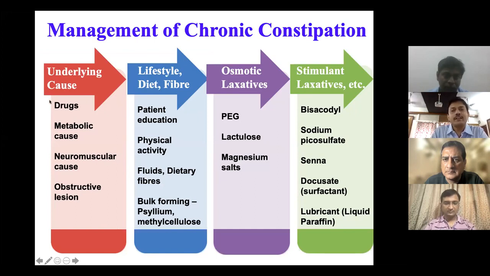So this therapy, as I said: whatever underlying treatable causes there are, we should manage them. Lifestyle-wise, we educate the patient about the condition, the importance of adequate physical activity, a good amount of fluid every day, and dietary fibers. Often we start therapy with a bulk-forming laxative like psyllium. Among the drugs commonly used are polyethylene glycol, lactulose, and magnesium. These are the osmotic laxatives. In some patients, when they don't respond, we can go to the stimulant laxatives like bisacodyl, sodium picosulfate, or senna.